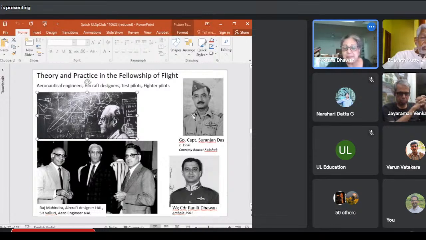Shown above him is Group Captain Suranjan Das, who was a test pilot for the HF-24 and who in fact gave his life in 1970 on one of the early flights of that first indigenous Indian fighter craft. Shown on the bottom are Raj Mahindra, who was an aircraft designer extraordinaire, and Professor S.R. Valluri, who was also an aeronautical engineer, director of NAL. These were all friends and deep colleagues of my father's.